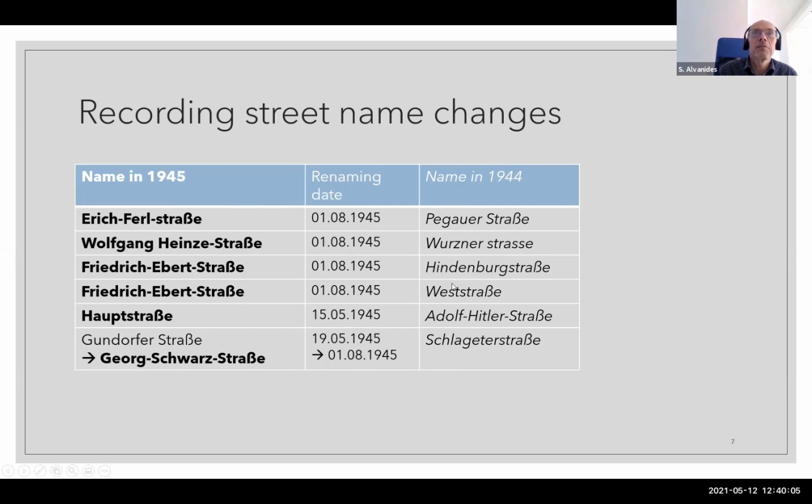And in some cases, we have different streets renamed into the same street name because they were merged, for example. And in other cases, we have splits of streets. So a street being renamed, part of it, and another part being named into some other name.